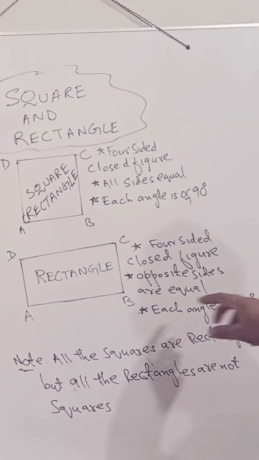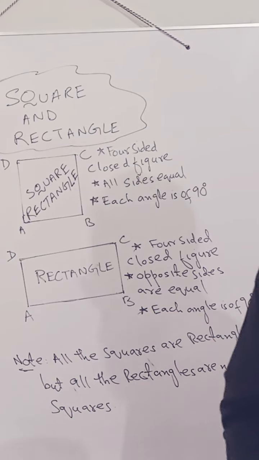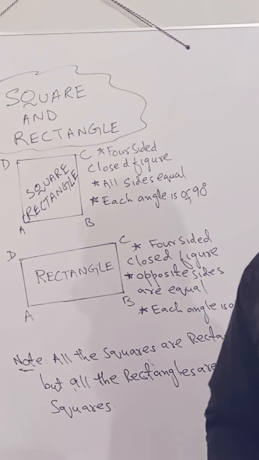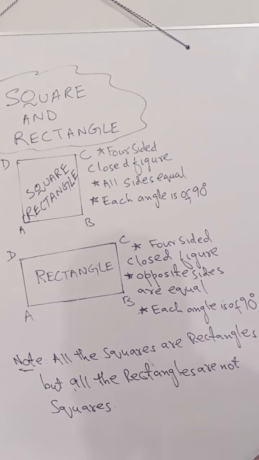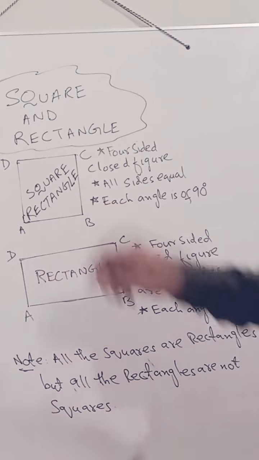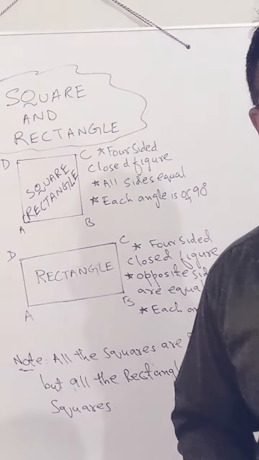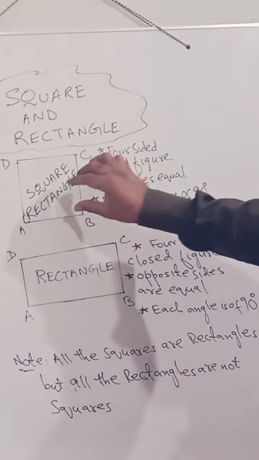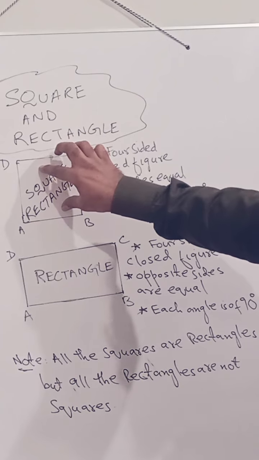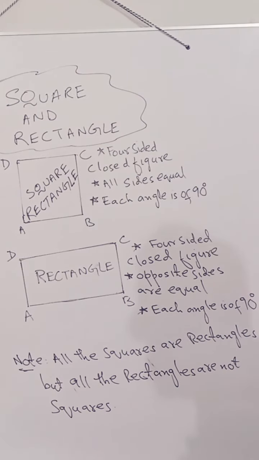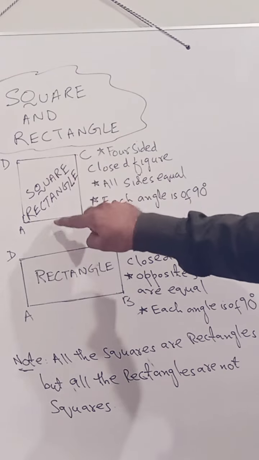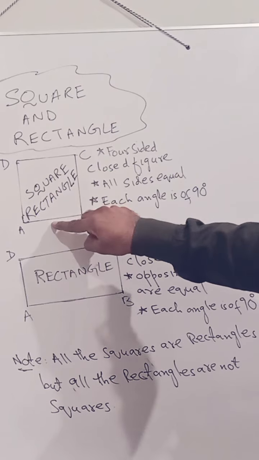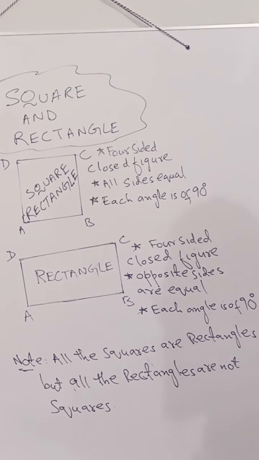Each angle is of 90 degrees. In the rectangle, also each angle is of 90 degrees, same as a square. So students, why have I written rectangle in the square? Why is a square a rectangle? Because the opposite sides of a square are also equal.